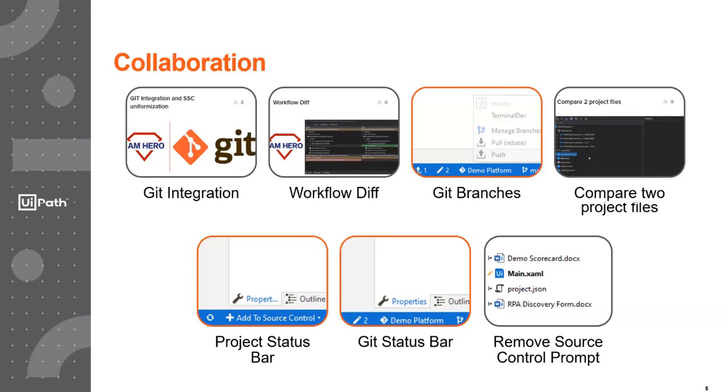So we now have a very nice status bar for our Git projects. We have a branch control and a lot of other cool things. On top of that, we have the Workflow Diff, the way to be able to see the changes made in a project file without going to third parties. We've also removed the source control prompt that you got before when you tried to check out the file.